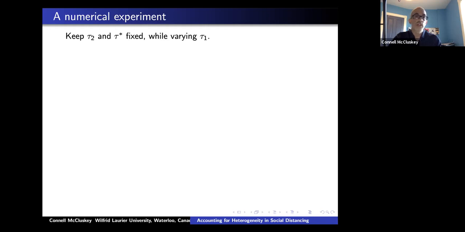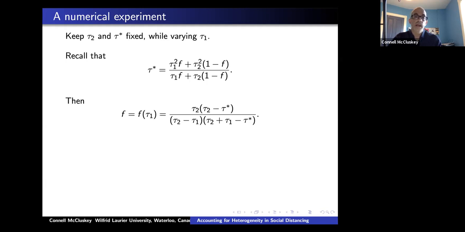I do play around a bit with changing tau2 and tau star. I probably won't show any of that today, but what I show you isn't just a fluke from very special parameters. I've played with varying the parameters, and things still persist. So here's tau star as a function of its input parameters. I can rearrange that and get f as a function of tau1. Because I'm thinking of tau2 and tau star as fixed, I think of f as just a function of tau1. So if I choose a value of tau1 and then choose f according to this formula, that will guarantee that tau star stays fixed at its value, 0.7. So for each value of tau1, as I vary that, I'm going to plot solutions to the 14-dimensional system and see what happens.